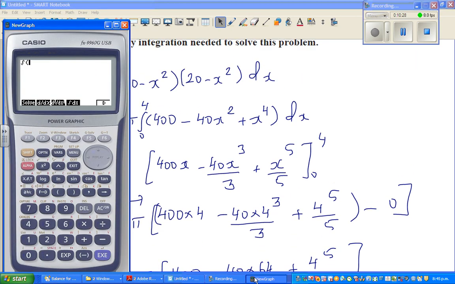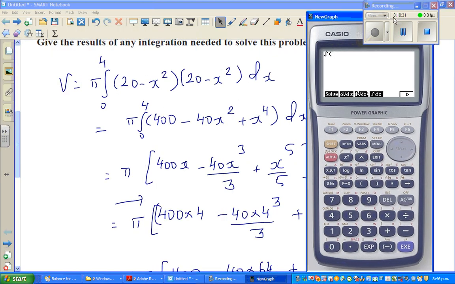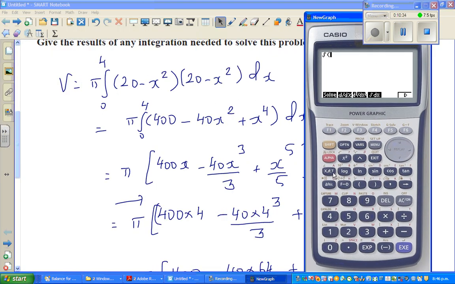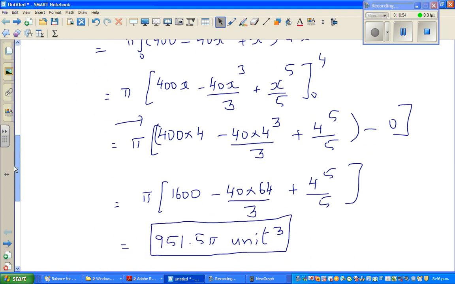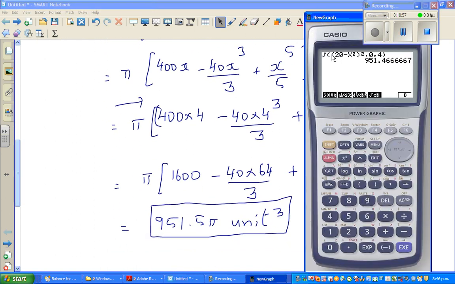I'll try to be a bit brave. I'll put a bracket: this is 20 minus x squared, the whole squared, comma 0, comma 4. Hopefully it will work. Yes, it has worked. It will give you the answer directly: 951. You have to put one more bracket because of this squared. So this has integrated this function between 0 and 4. So this is your answer.